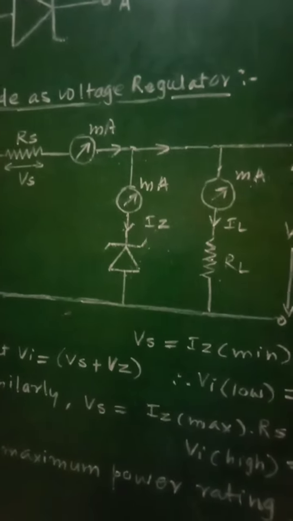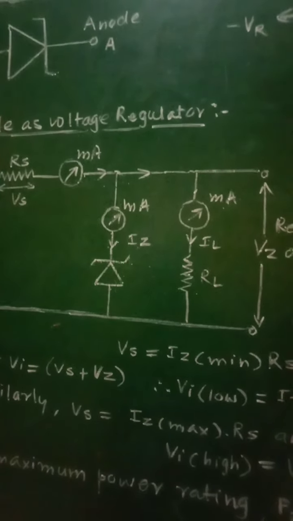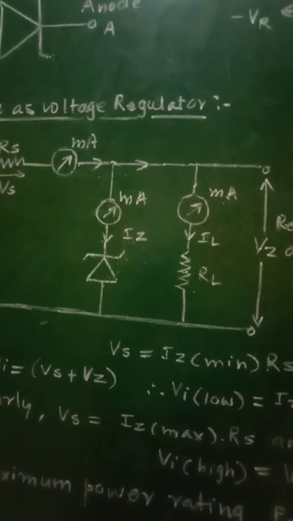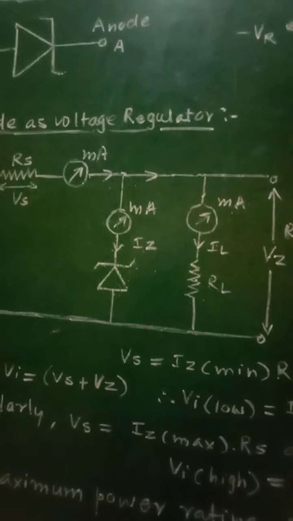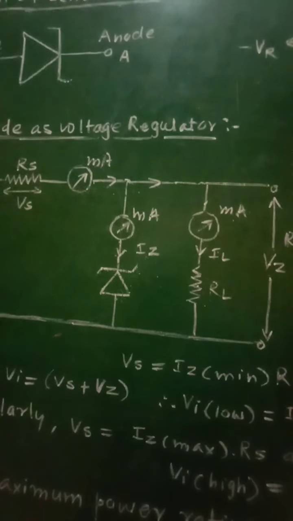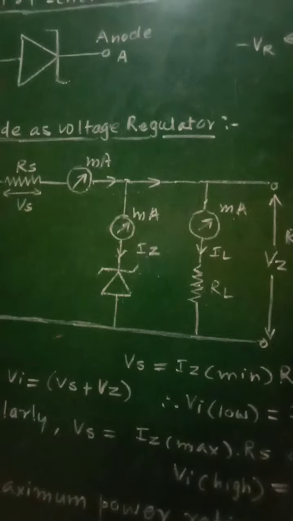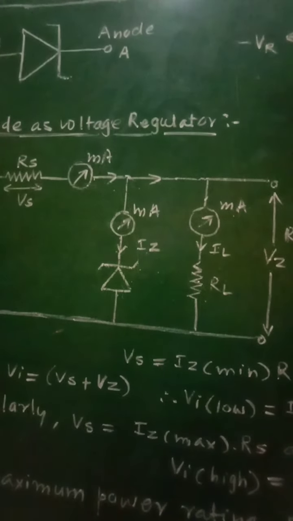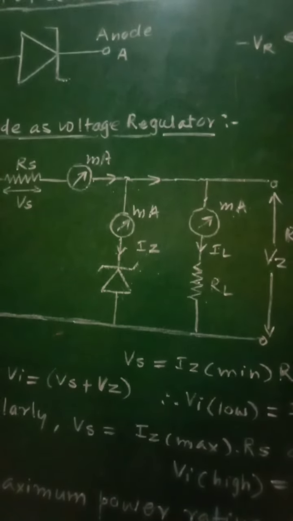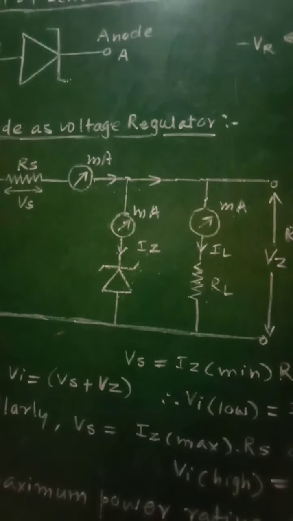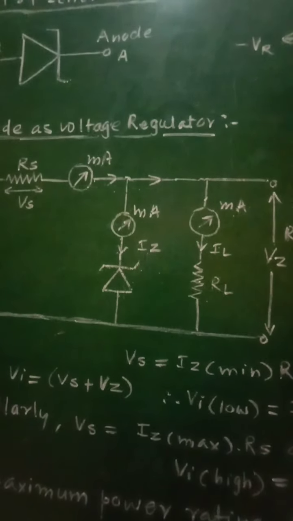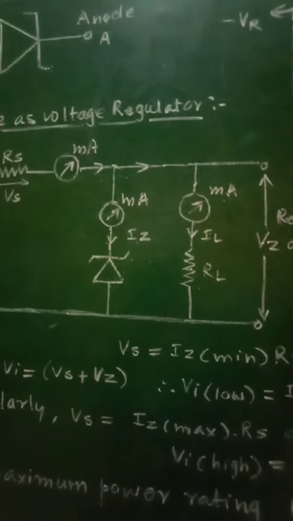in the input voltage. Second point, when the input voltage is constant and load resistance RL decreases, then the load current also increases, but as Rs is constant, the extra current cannot come from the source, and the additional current is due to the decrease in the Zener current.